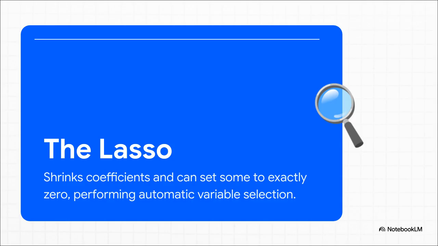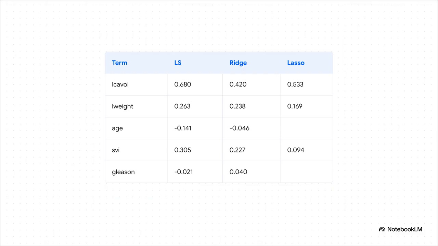So the lasso doesn't just turn down the volume, it has the power to kick variables out of the model entirely. It does automatic feature selection for you. And you can see this in action right here. This is a classic prostate cancer dataset. The least squares column, that's our standard anything goes model.